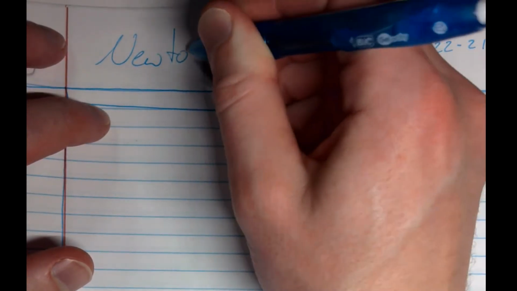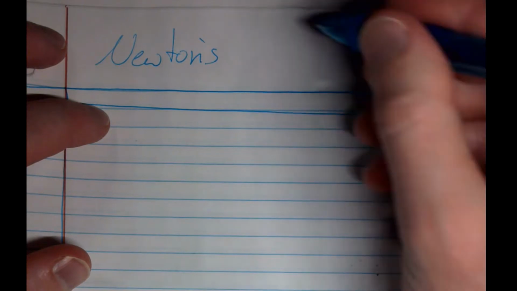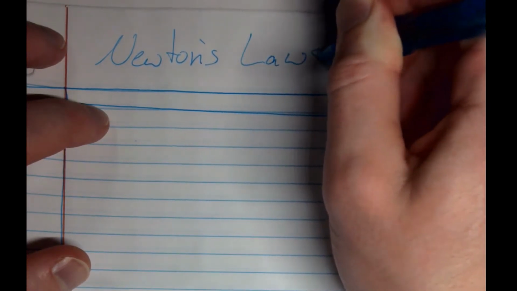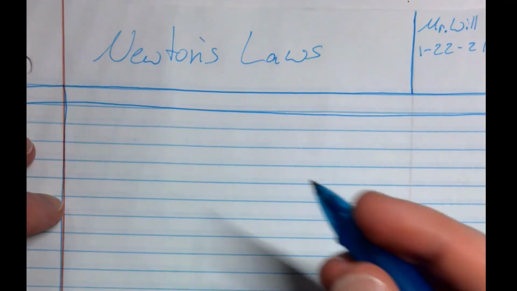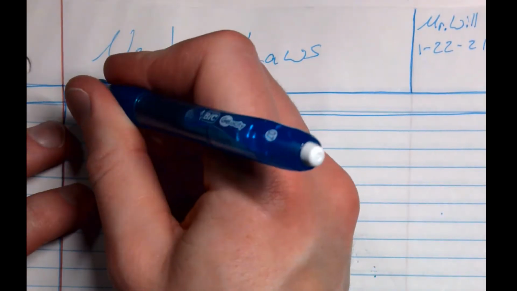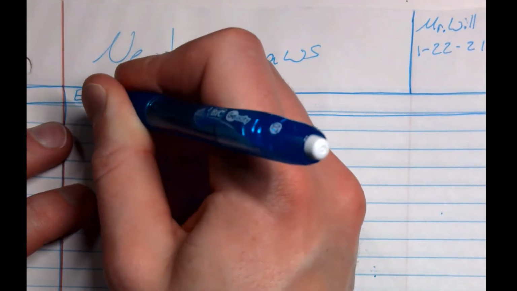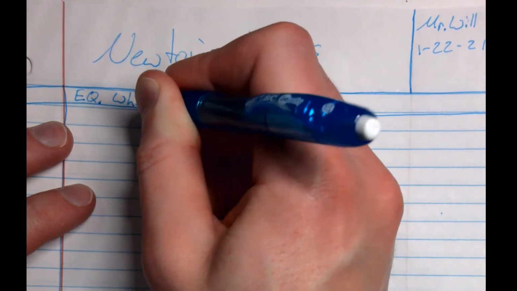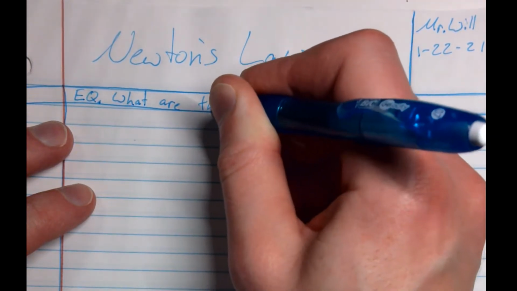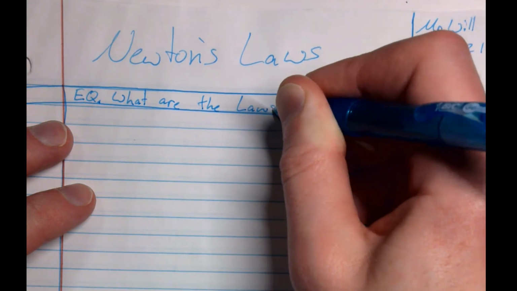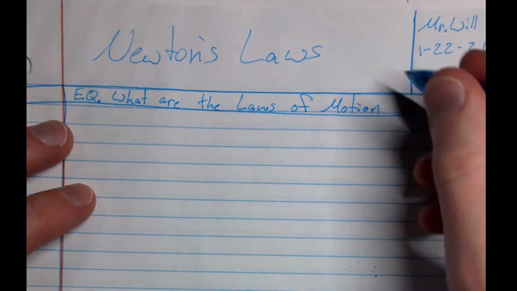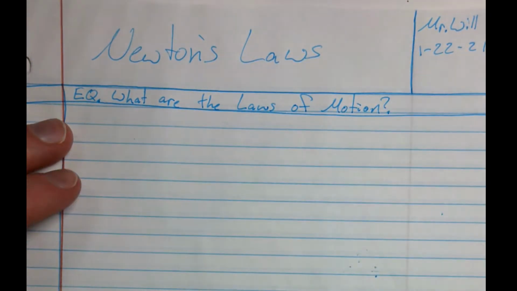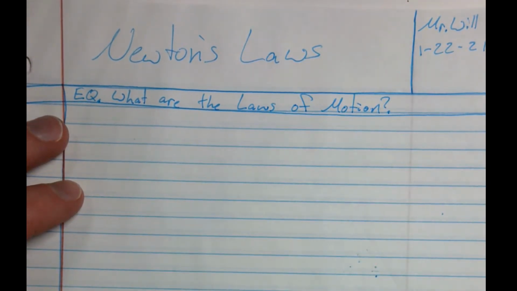We're titling this one Newton's laws. I wonder if I can adjust my light. There we go. Maybe that'll be better. Okay. So, our essential question, what are the laws of motion? There are 3 of them, 3 laws of motion, Newton's laws of motion. So let's start with the first one.